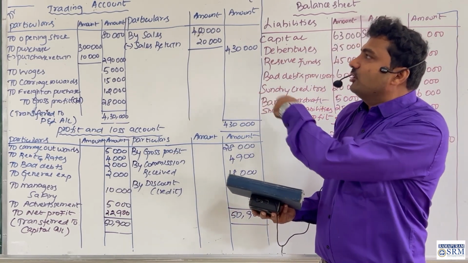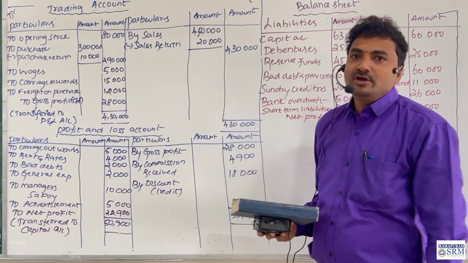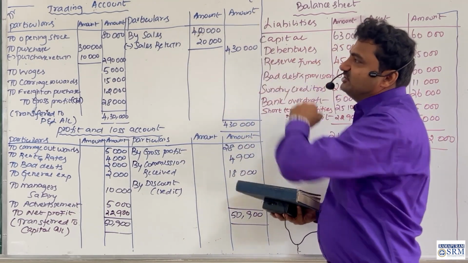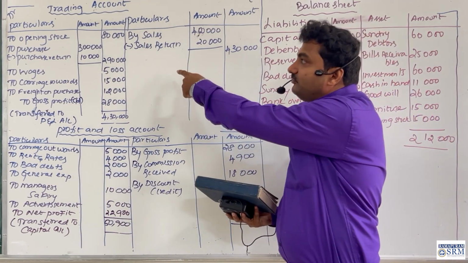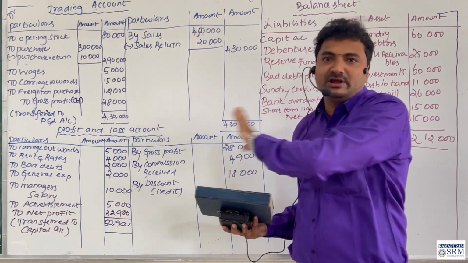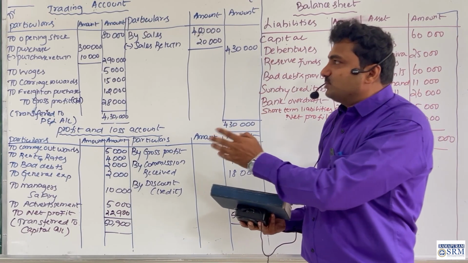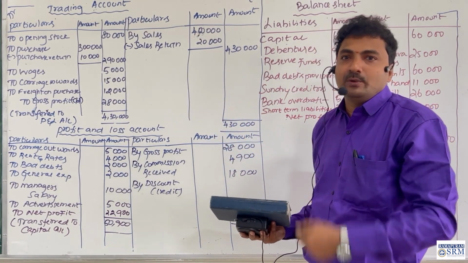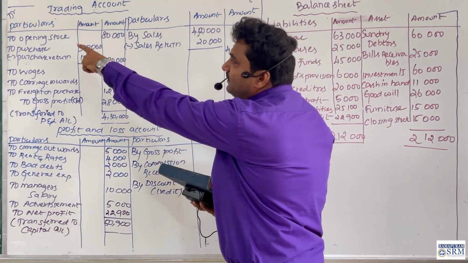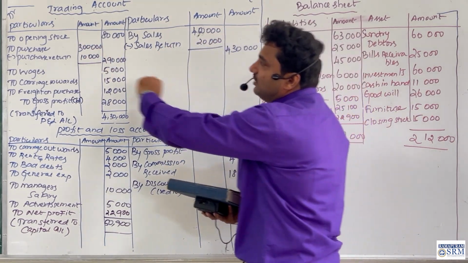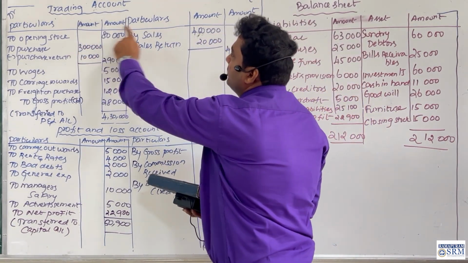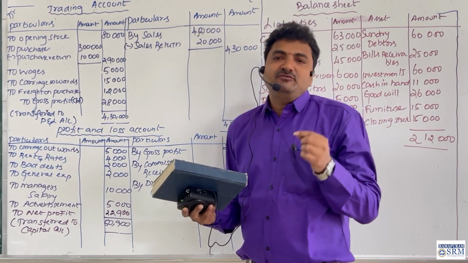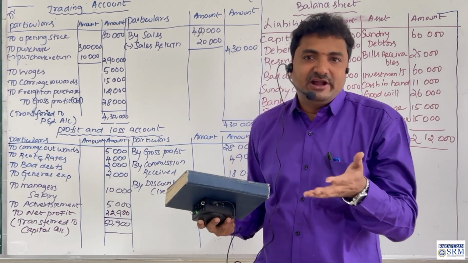See, this is the format of the trading account. You have the debit side and the credit side. See, this is the format we have to follow. That is very important. So before explaining what a trading account is, let me explain the format you have to follow: debit side, credit side, particulars, amount.